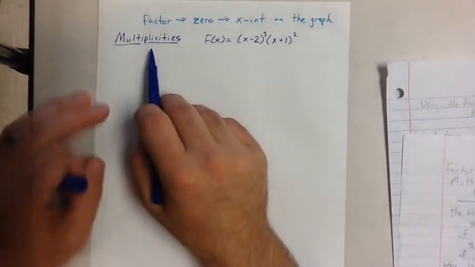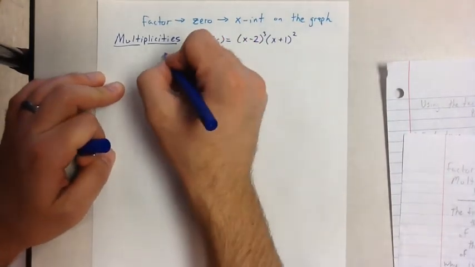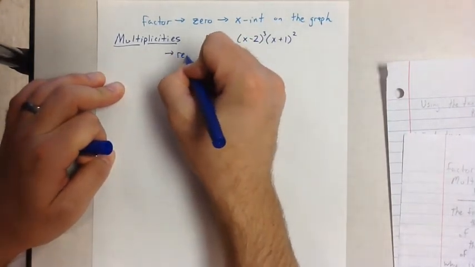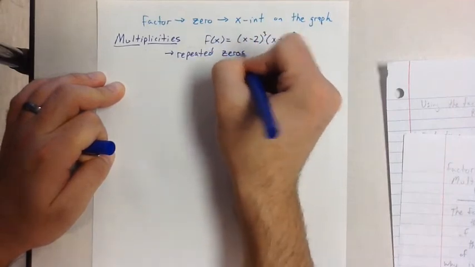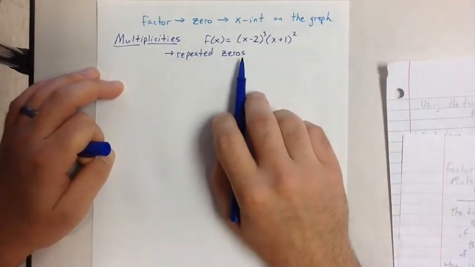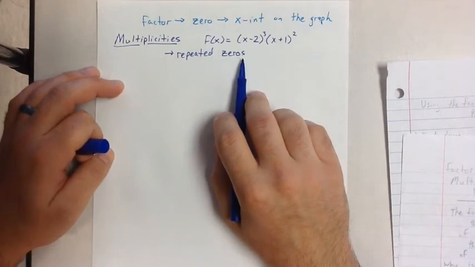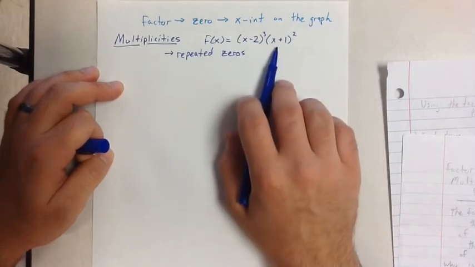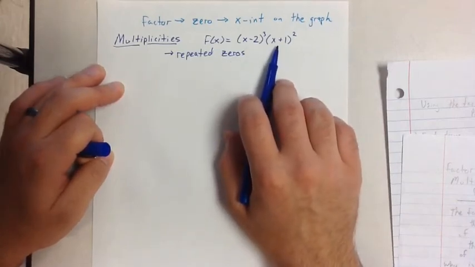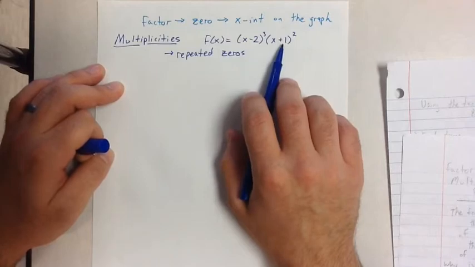What a multiplicity looks at is repeated zeros. And as I say that, you might think, well, we have seen this before, and you'd be right. We saw this before on our first test. So we're going to look at this more right now.